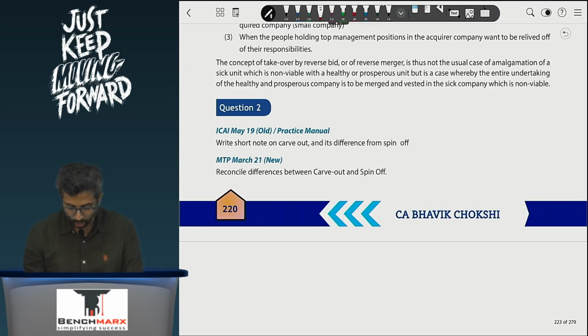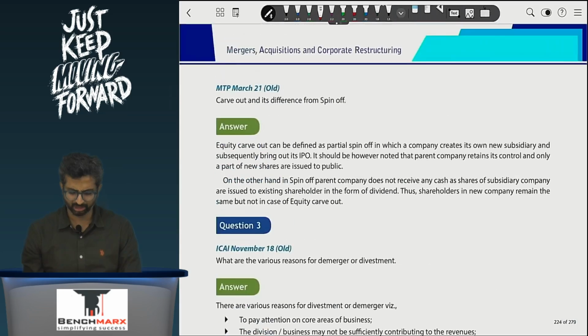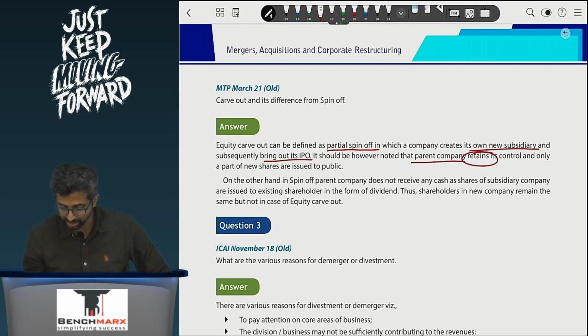Second, write a note on carve out and difference from spin off. They are asking you to find the difference between carve out and spin off. Now carve out is a situation where, read this, a partial spin off, in which case a company creates its own new subsidiary and subsequently brings out its IPO. It should however be noted that the parent company retains its control and only new shares are issued to the public. On the other hand, in spin-off, parent company does not receive any shares of the subsidiary. They are issued to existing shareholders in the form of dividend.